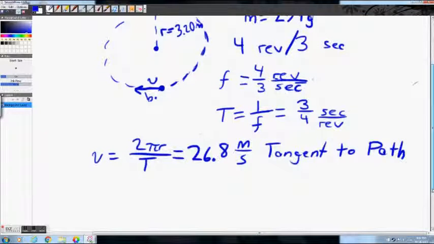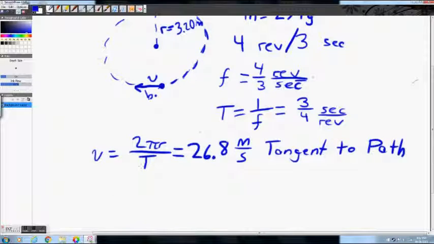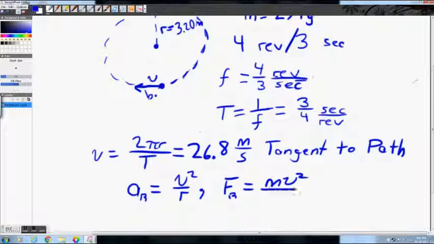Okay, so with that, we can find the centripetal acceleration, v squared over r, and then the radial force of mv squared over r. No real need to carry that any further.